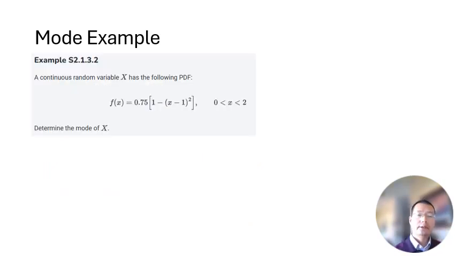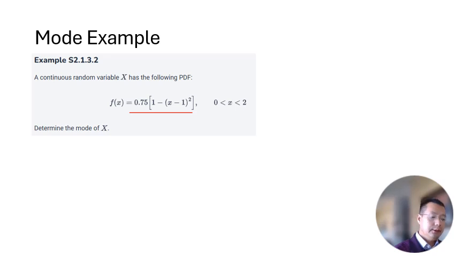Now let's look at an example for this mode. The problem is: a continuous random variable x has the following PDF, f(x) is equal to this, and determine the mode of x. So this is the f(x) function. Now we need to determine the mode of x.